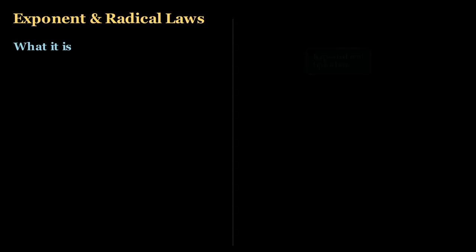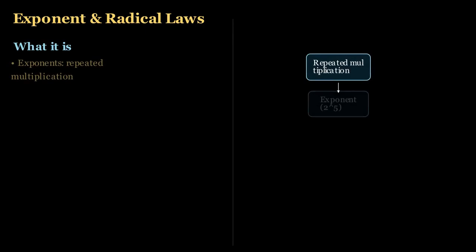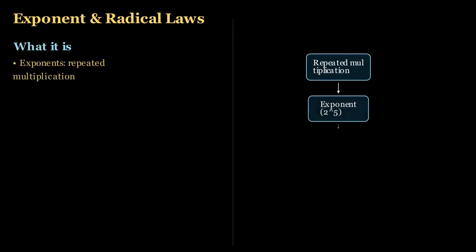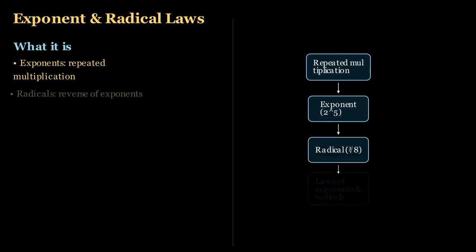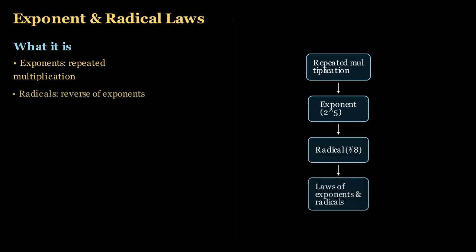Let's start with what exponents and radicals actually are. An exponent is just a shorthand for repeated multiplication. When you see something like 2 to the power 5, it means multiply 2 by itself 5 times. That's it, a compact way to write a long product.